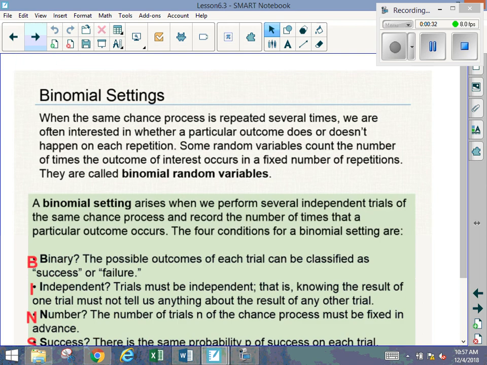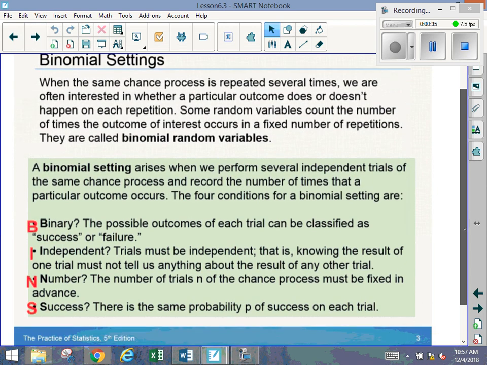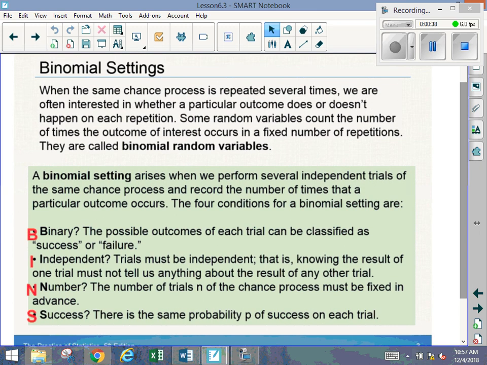Before you can use a binomial distribution, you have to make sure that you are working in a binomial setting. In order to do that, you have to check your BINS. First, is it binary? In other words, is each outcome labeled as success or failure? The probability that I pull an ace out of a deck of cards falls under that category. It's either an ace or it isn't. There's no gray area.